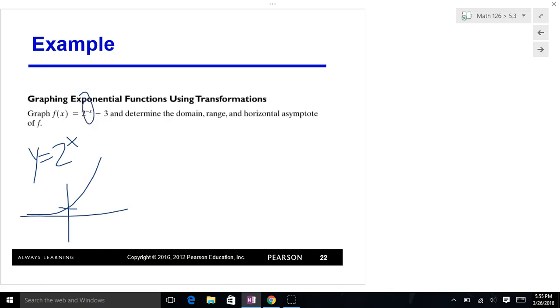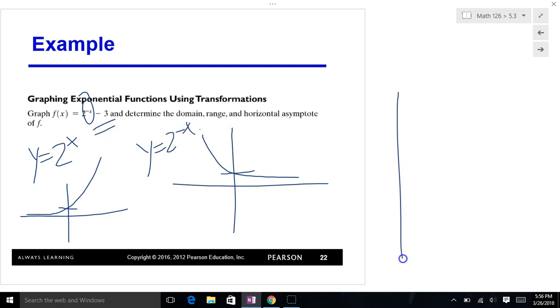First of all, what does the -x do? Well, instead of being in front of this thing, it's up there, right? So it's a composite function. You're inputting -x into it. So that's going to flip you about the y-axis. So now here's y equals 2 to the -x. And then you're just going to drop it down 3, because you got that -3. So vertical shift down 3.